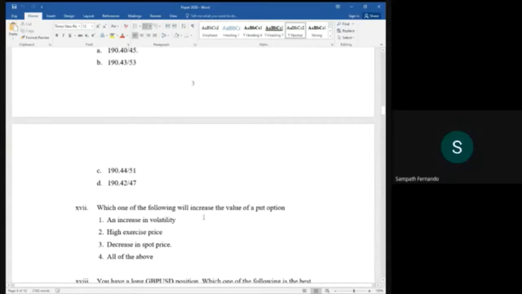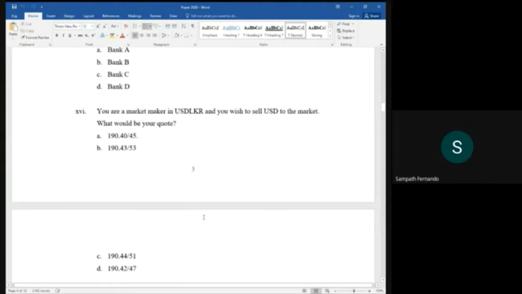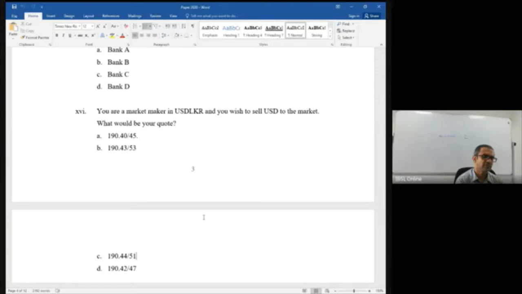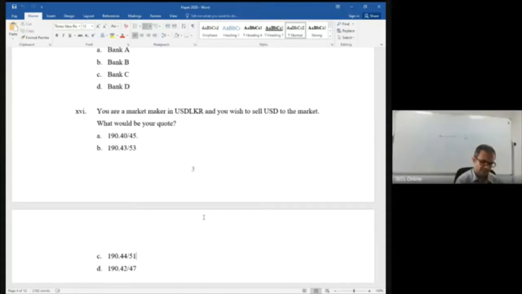Sir, in that case, can't we assume that we, as the market leader, are offering the highest rate, so that is the best rate? Sorry? Other banks' rates are not given. Yes, other banks' rates are not given, but the concept is you want others to buy. So out of the given four, what is the most encouraging rate?